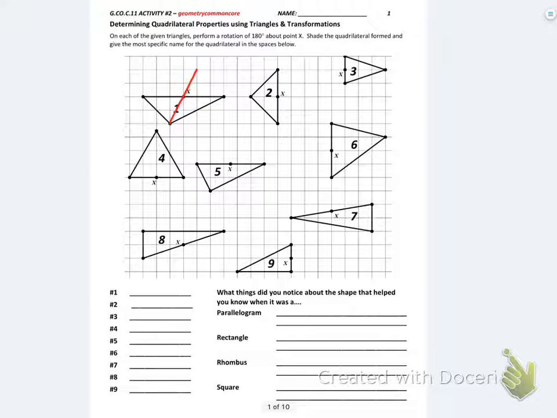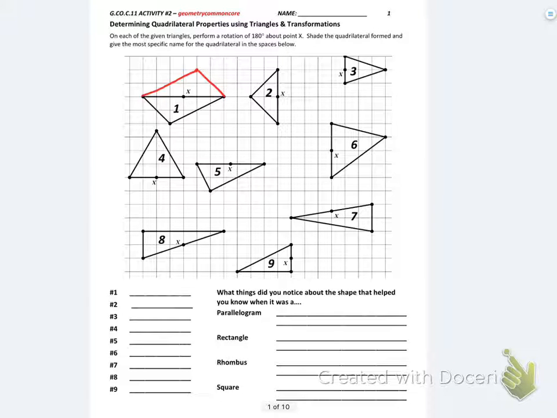So that's going to put me, I'm going to erase that line, it's going to make my point right here. It's going to make my triangle sit right there. Now when we rotate these triangles, we're creating quadrilaterals. And that's the whole point. So let's just do one more of these real quick.